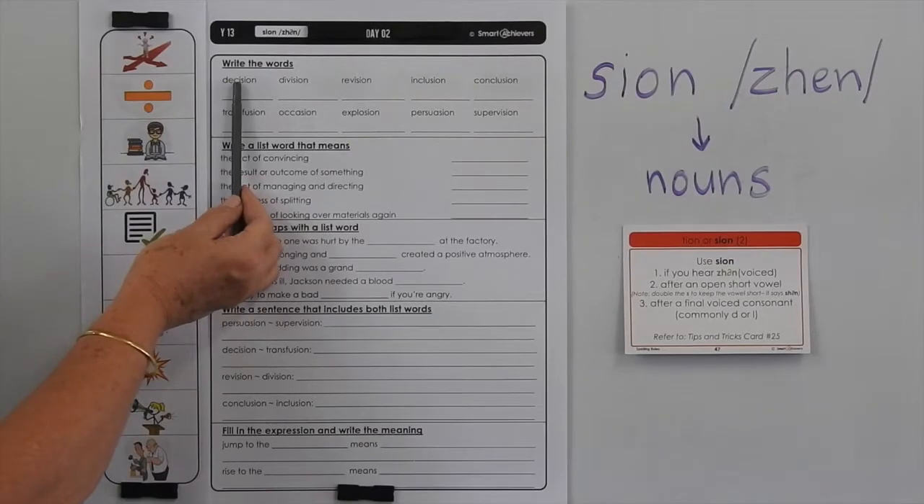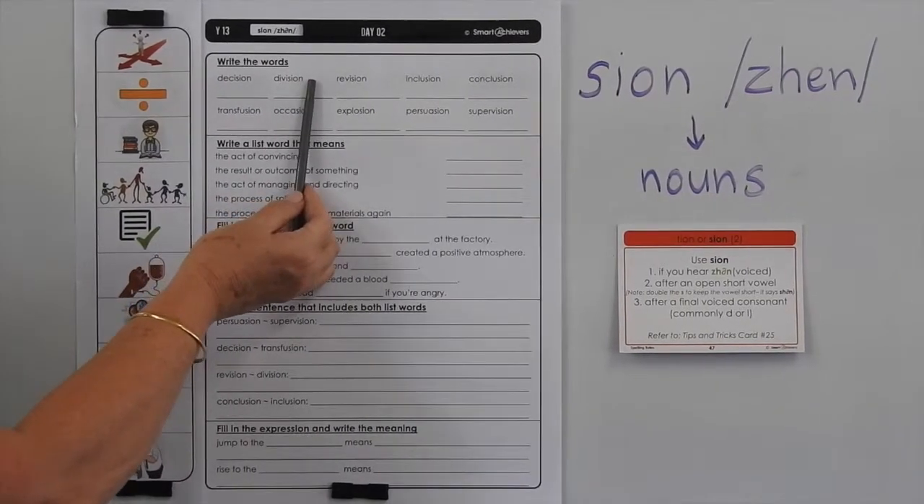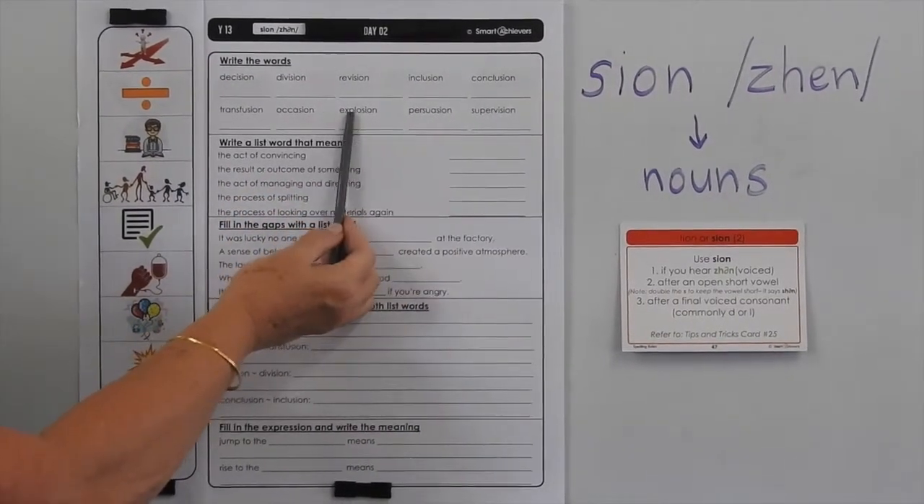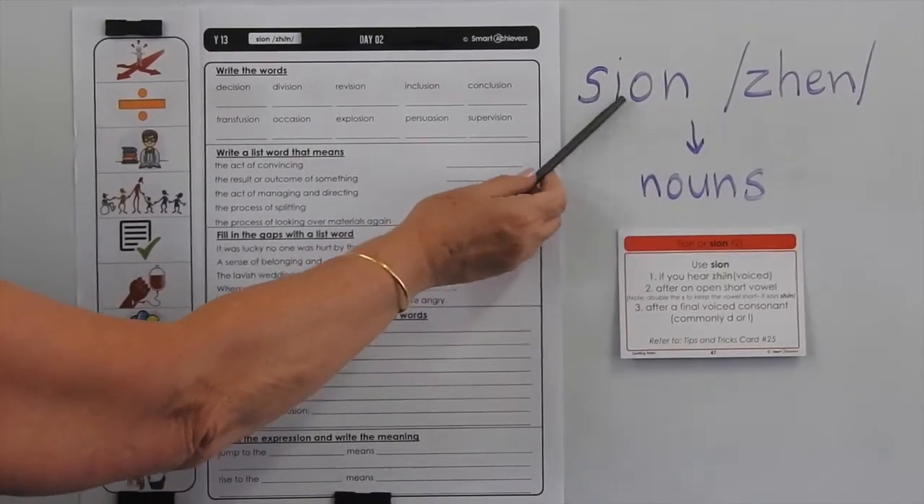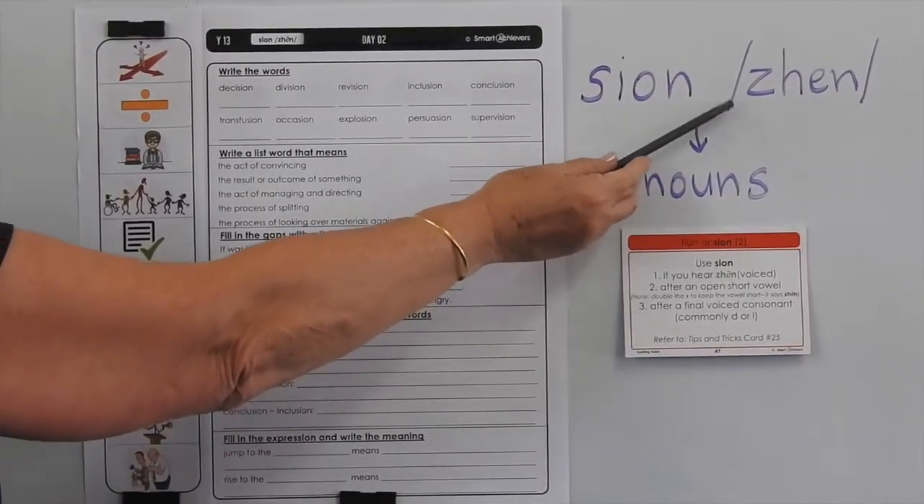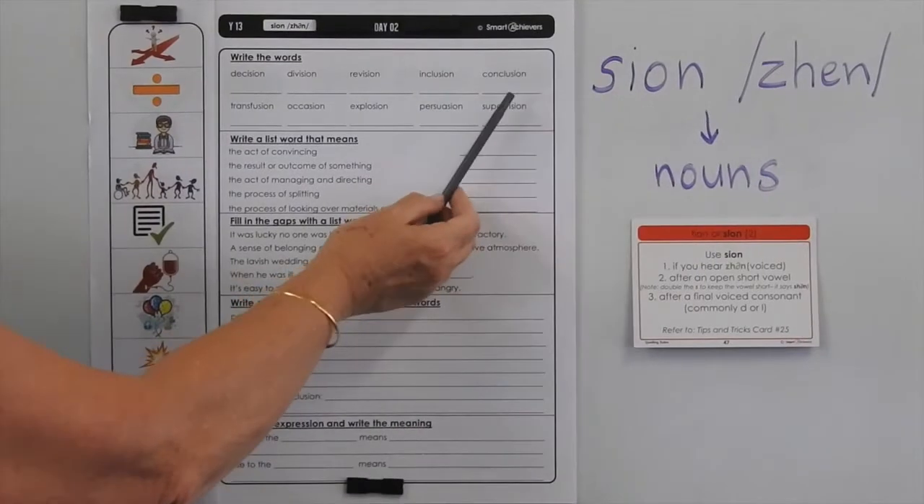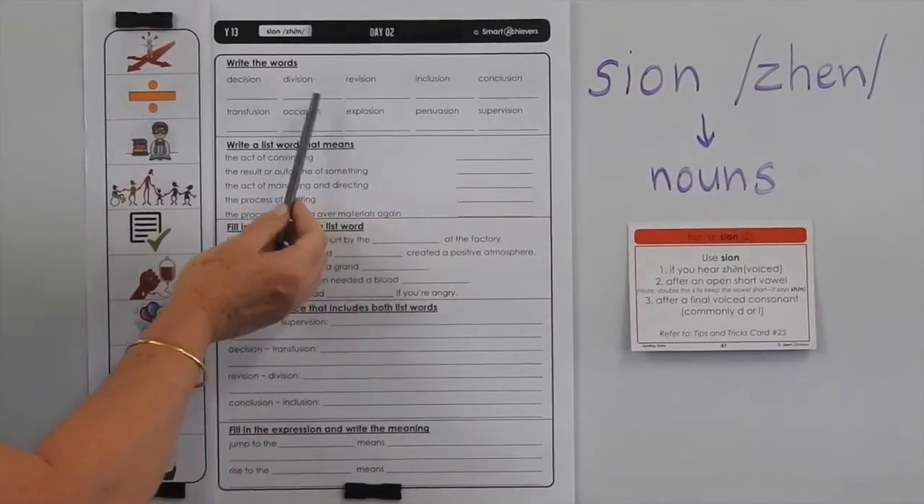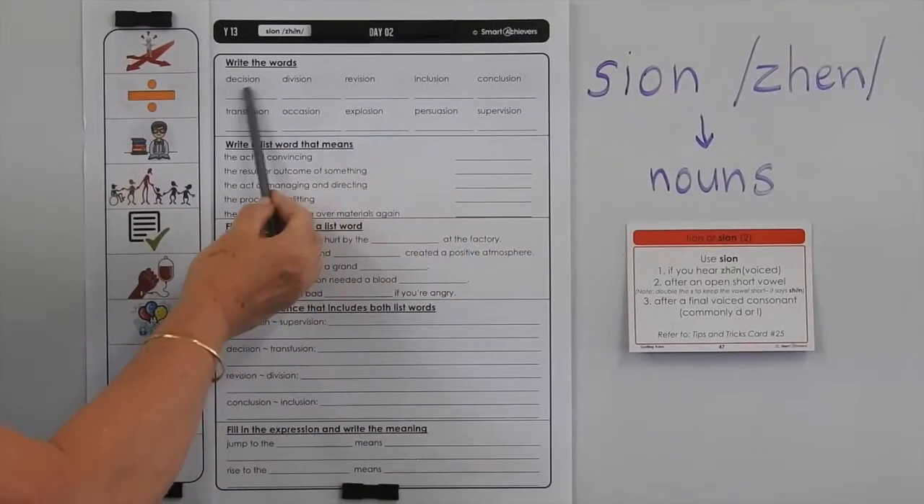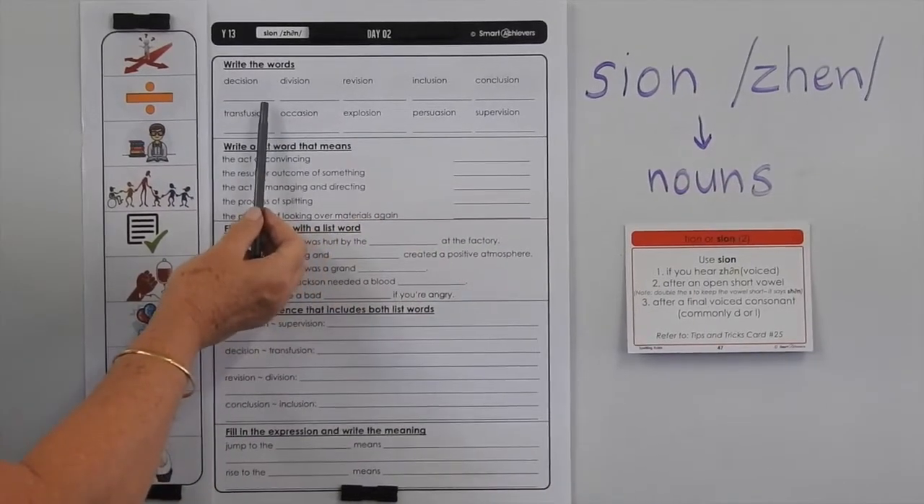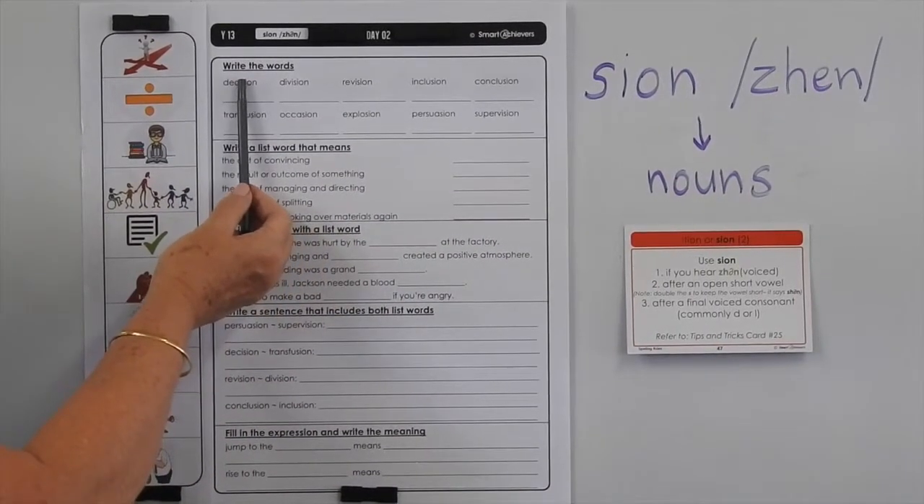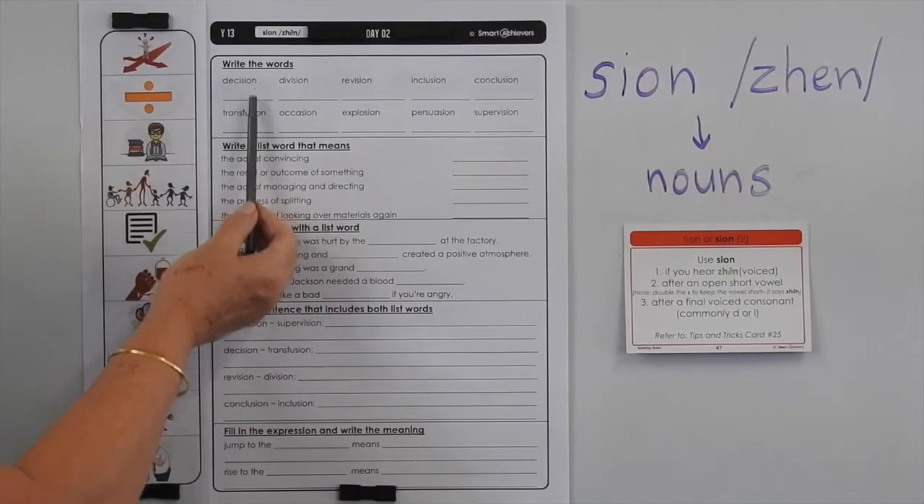Go through and highlight the S-I-O-N in each of these words. These words are all nouns, and when we add S-I-O-N to the end of them, we're hearing the zhen sound, but we know we're forming a noun. So highlight anything within those words that will make the spelling easier for you too. Now then you have to read the word, cover it, write it, and check it.